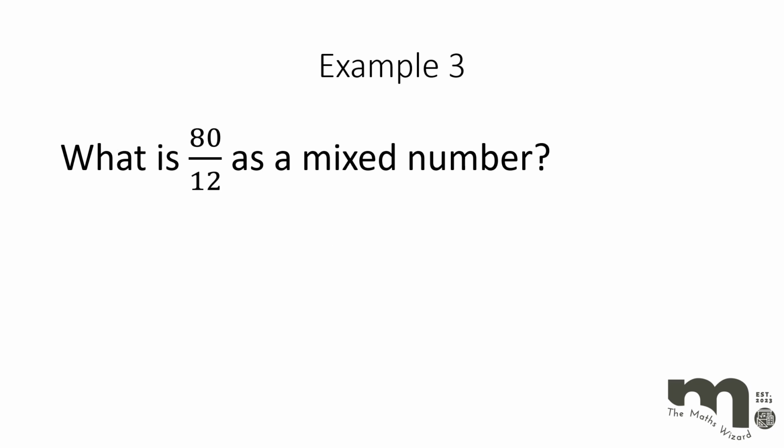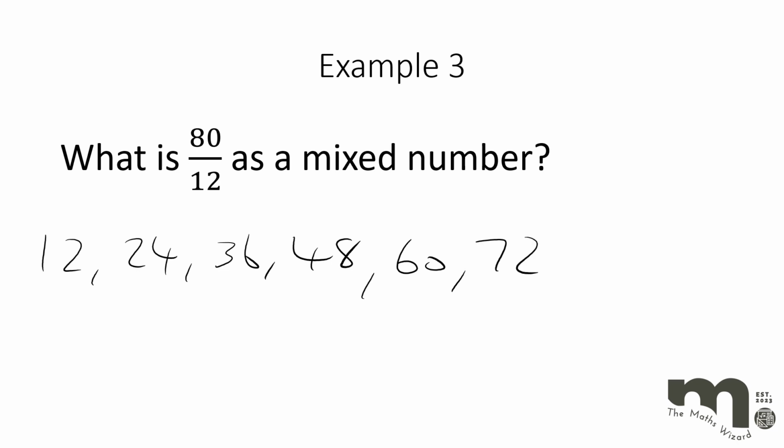Okay, next one, we've got 80 over 12. So we can write out your 12 times table here. So we're up to 4 12s so far at 48, so we're definitely higher than 4. Then we've got 60. Then we've got 72. Then we've got 84. So we can see we've got 6 whole 12s there. And we've got a remainder of 8 over 12.